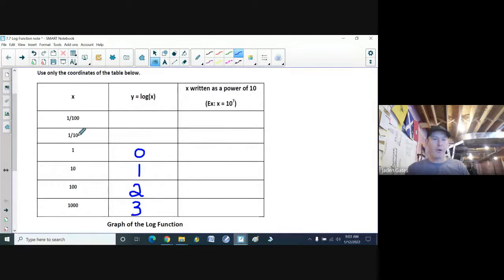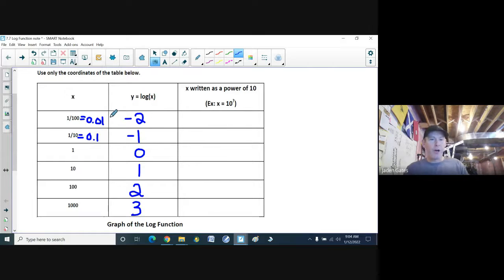Now, if we go the other way and you look at 1/10, which as a decimal actually is 0.1, and you take the log of that number, you get -1. And if you take 1/100th, which is 0.01, and you take the log of it, you get -2.